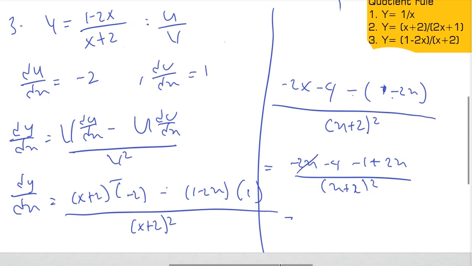So now let's simplify this. This minus 2x will cancel this. So here we have minus 5 over (x plus 2) squared. Minus 5 over (x plus 2) squared. And this is our final answer.